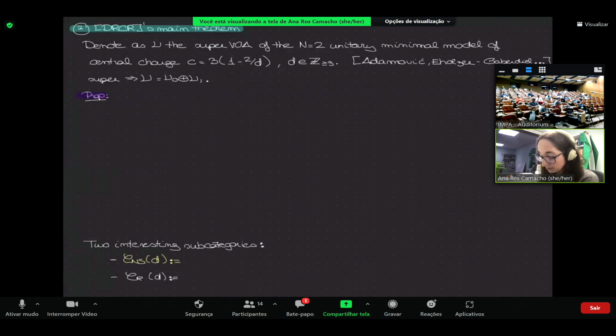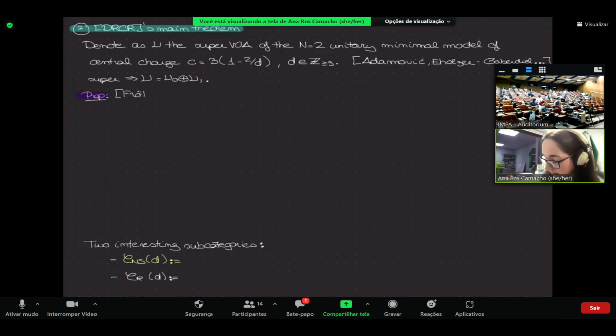On the representations of VOA side, I am going to denote as new the N equals 2 superconformal VOA. So the super VOA of the N equals 2 unitary minimal model with central charge given by this. This was studied at length by Adamović, Hölzinger, and Bertl, just to mention a couple. Because it's super, of course, we can write the bosonic part and the odd part. And I would like to state the following theorem.